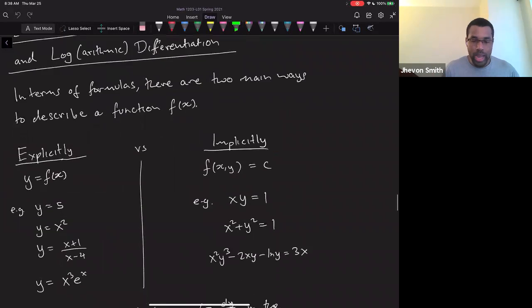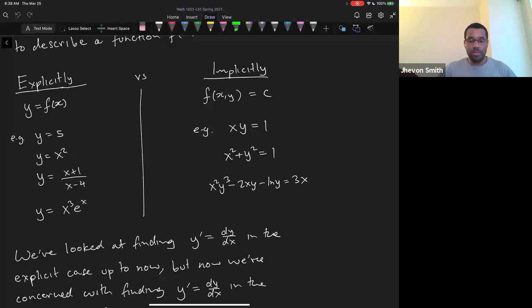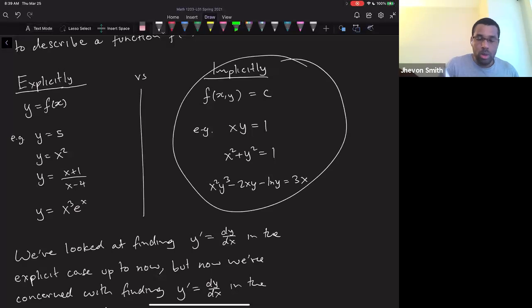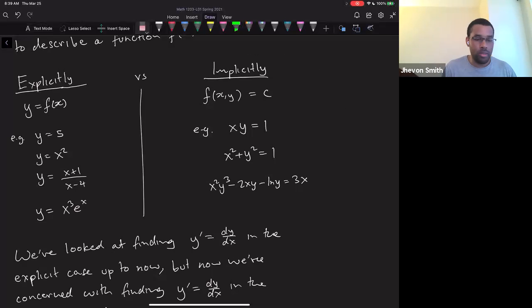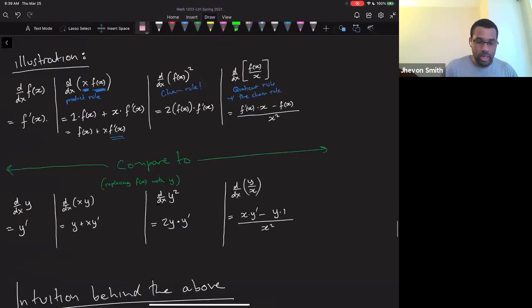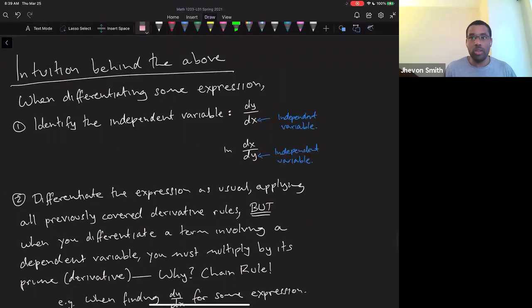This was when we had an implicitly defined function, where your x's and y's are mixed up and jumbled together. However, we still wanted to be able to find the derivative of some dependent variable. Just because our function was written in a certain form doesn't mean we don't care about calculus anymore. So we looked at how to actually do that, and it turns out the trick was the chain rule.